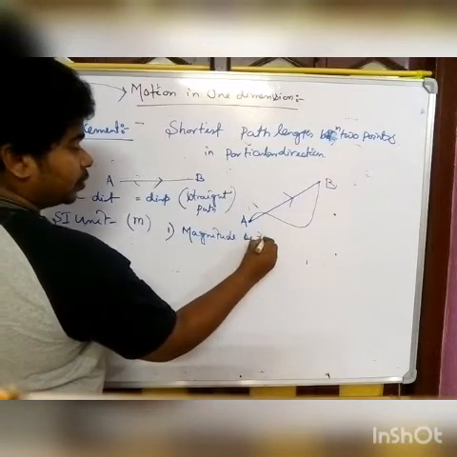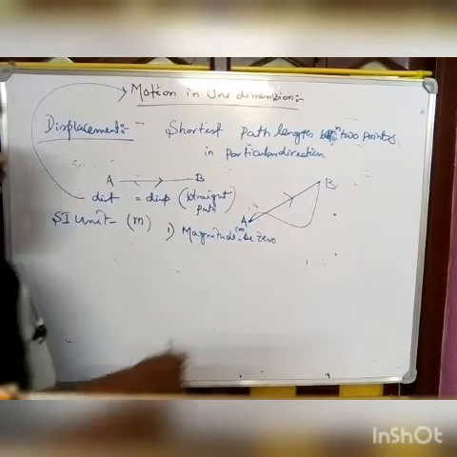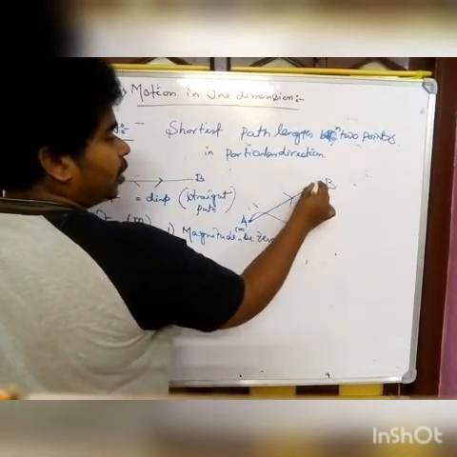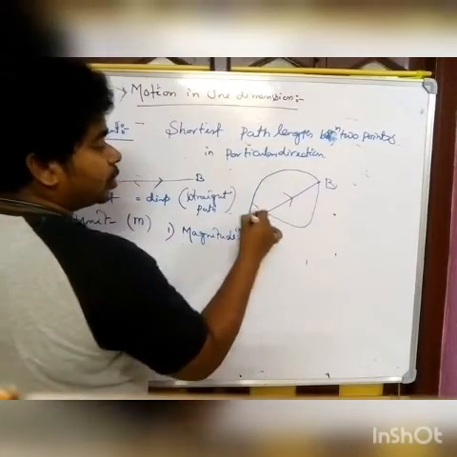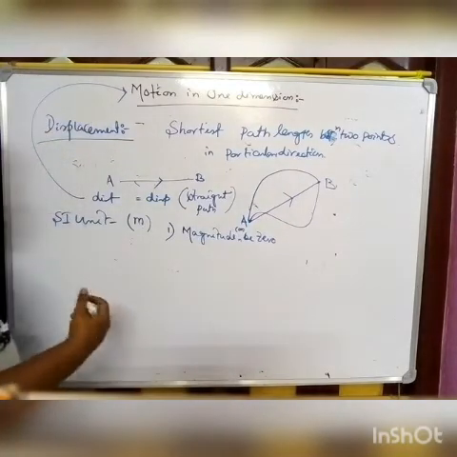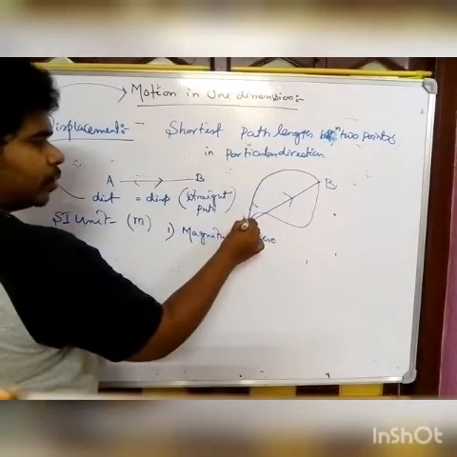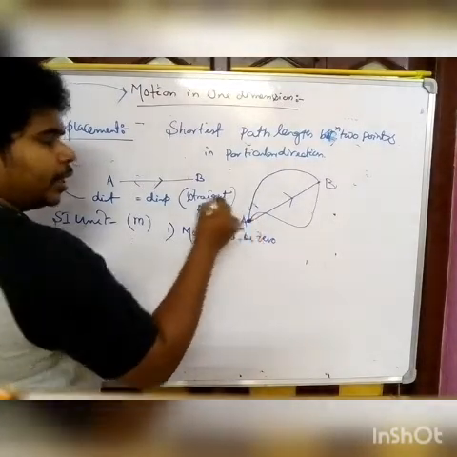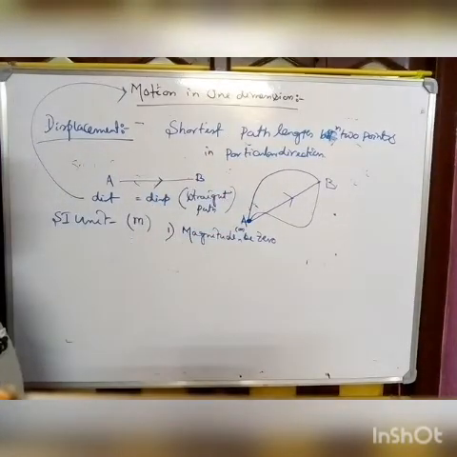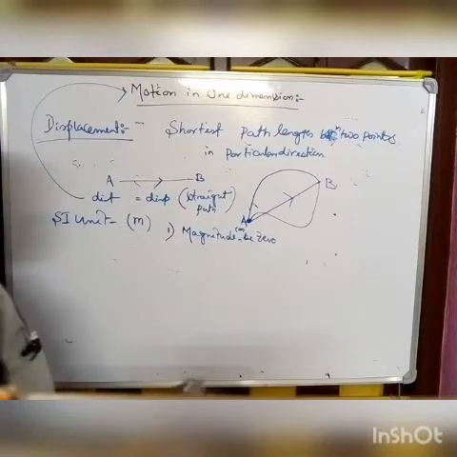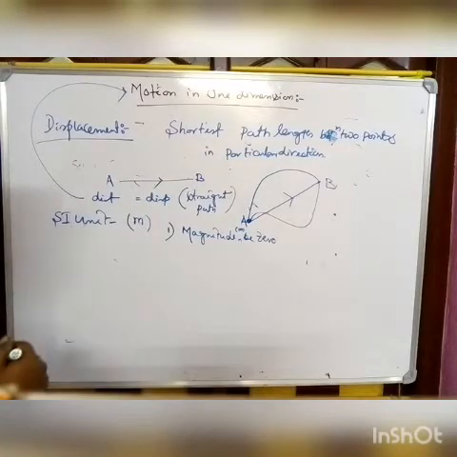How? Assume you start from A to B and then you return to A again. You go by this path and you return by this path. Then what will be your position? Your position will be the same. You start from A and end at A also. That means your displacement, or shortest path length, will be zero. So if you start from A and end also at A, the magnitude of displacement can be zero.